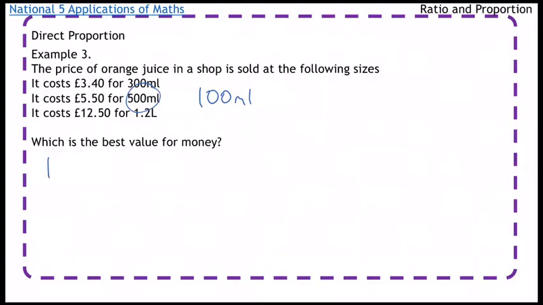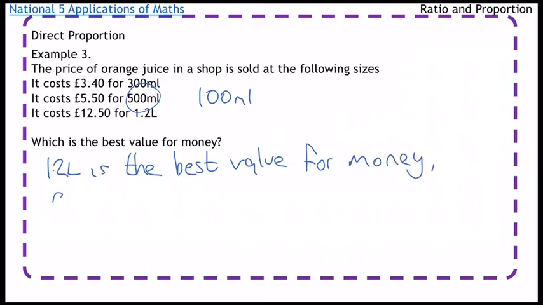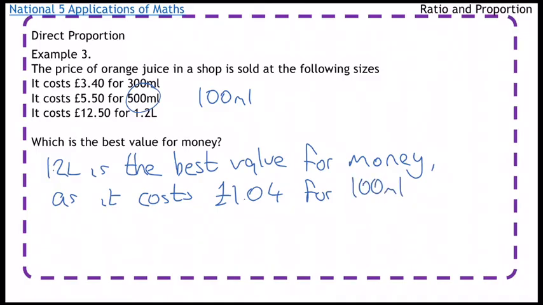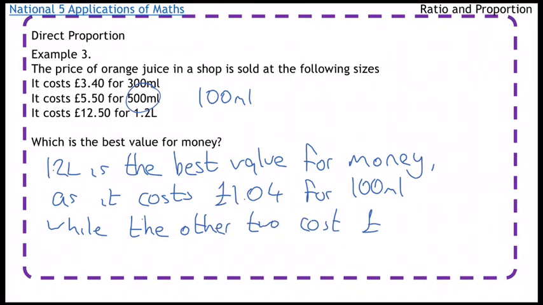So the sentence should look something like: 1.2 litres is the best value for money, as it costs £1.04 for 100 millilitres, while the other two cost £1.10 and £1.13. Okay, so something like that.